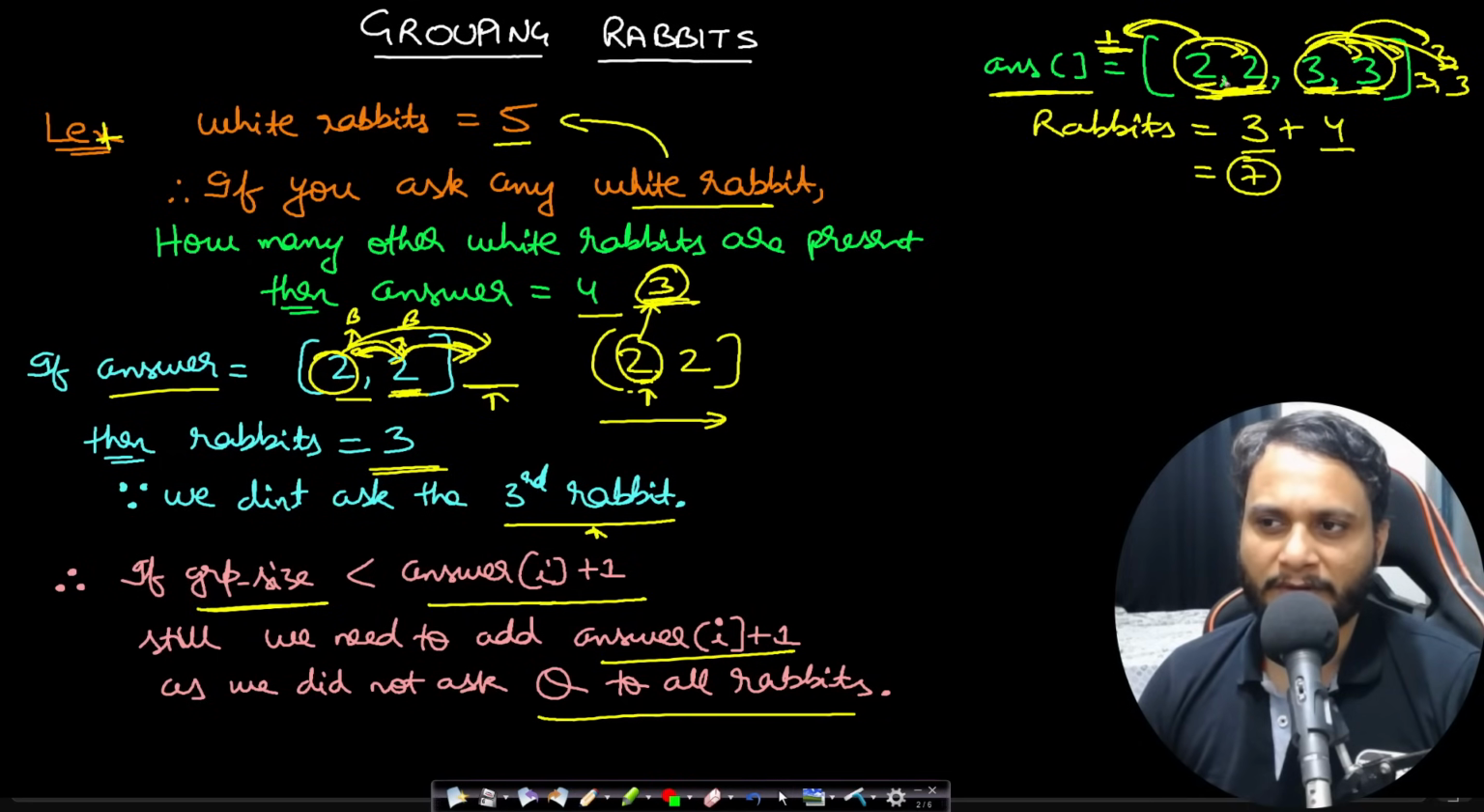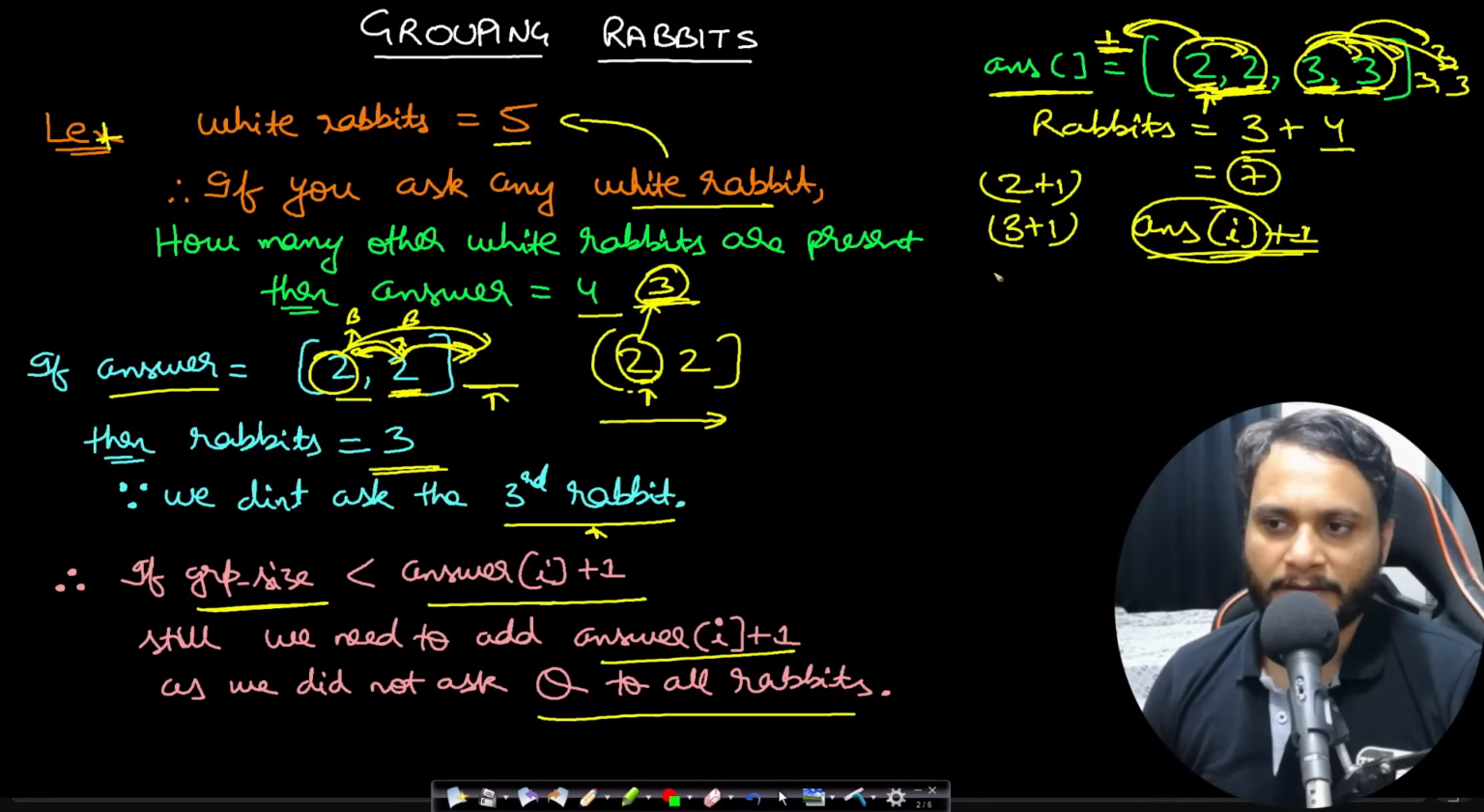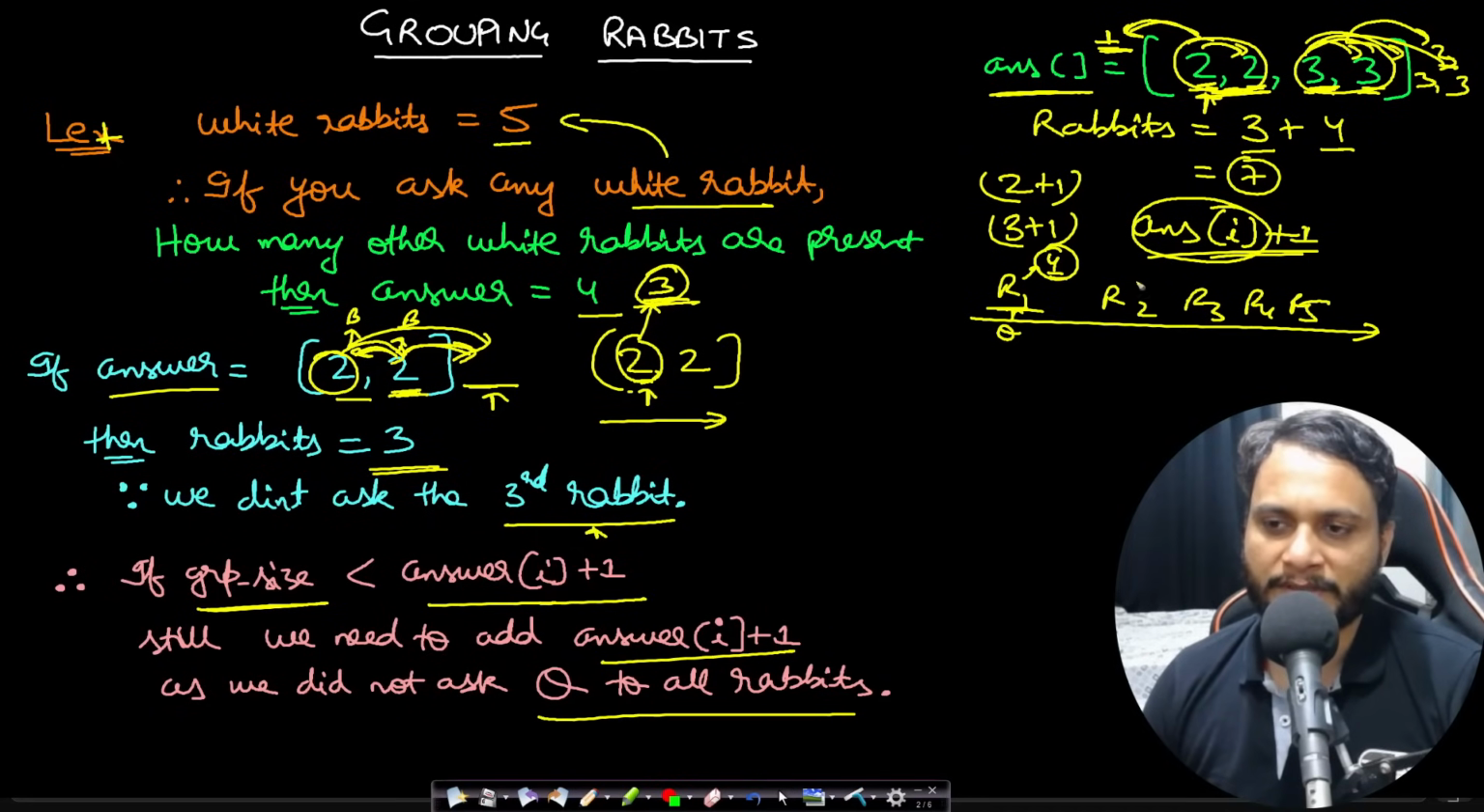Now you will notice that whatever is the answer, if the answer is 2, the group size will always be 2 plus 1. And if the answer is 3, then the group size will always be 3 plus 1. So the group size will always be answer at I plus 1, because the answer is built as the count of other rabbits who are having the exact same color as the one you are asking the question with, right? So if you are asking the question with R1 and it says 4, then there are 4 other rabbits, R2, R3, R4, R5, who have the same color as R1. So if the answer is 4, the total number of rabbits in this group will be 5. I think this is clear.